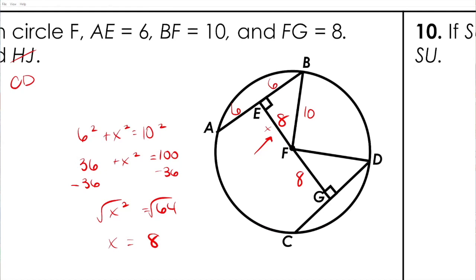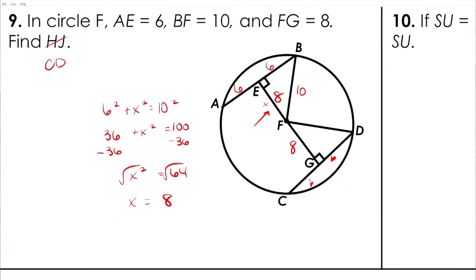Since they are equidistant, what does that mean about AE, EB, and CD? They are the same. So that means we could say that these are both 6. So the full length of CD is 12. That would have to be 10 because they're both what? They're both radii. Since they're both radii of a circle, they have to be the same.